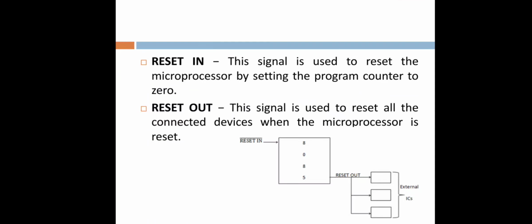Reset in. This signal is used to reset the microprocessor by setting the program counter to zero. And reset out. This signal is used to reset all the connected devices when the microprocessor is reset. As shown in the figure, reset in is an input pin and reset out is an output pin. Whenever the microprocessor is going to be reset, all the peripheral devices are informed through the reset out pin.